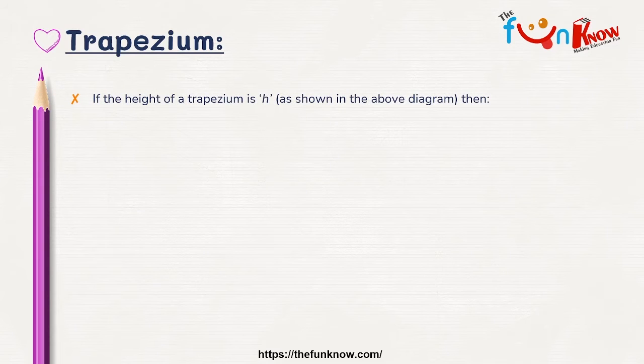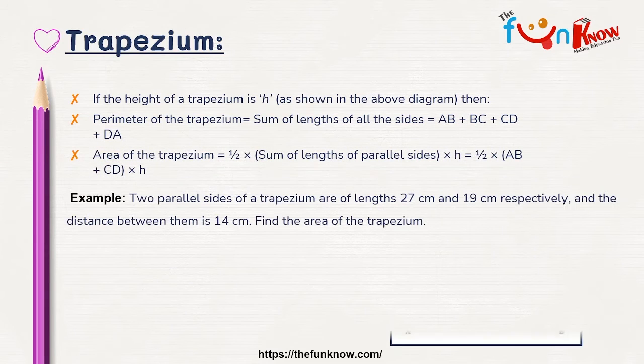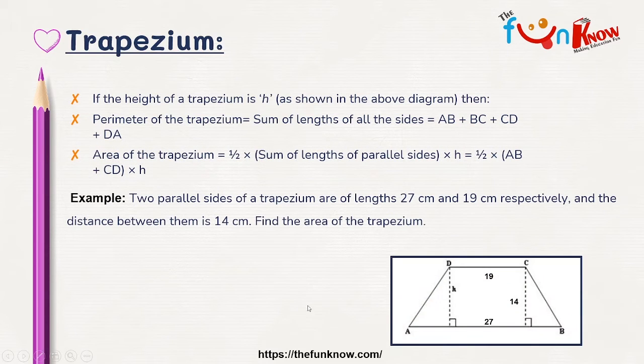If the height of trapezium is h as shown in the above diagram. Let us see the diagram first. Yes, as per the diagram, they are showing if the height is considered as h, then the perimeter of trapezium is the sum of all sides, that is, the length of all sides. You know trapezium is a quadrilateral, and a quadrilateral has 4 sides. So even trapezium will have 4 sides.